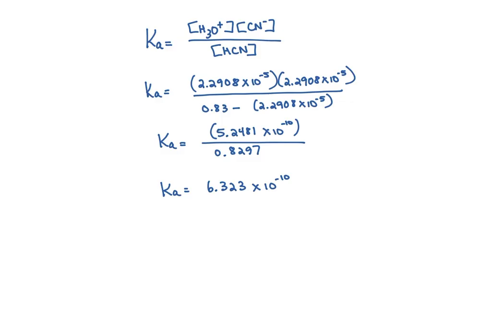My final answer depends on significant figures. So our fewest sig figs was in our concentration for H3O+, which is 2 significant figures. So I'm going to underline my second significant digit, look at the number next to it, and decide to keep 3 as is. So my Ka value is 6.3 times 10 to the negative 10. Let's do another example.